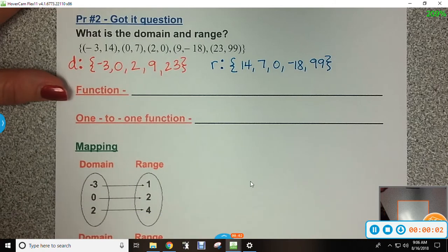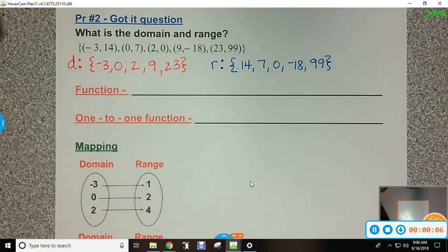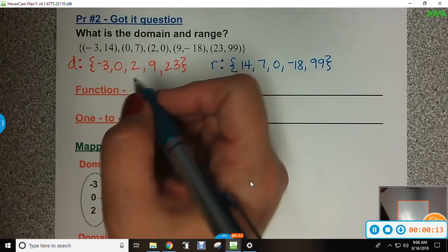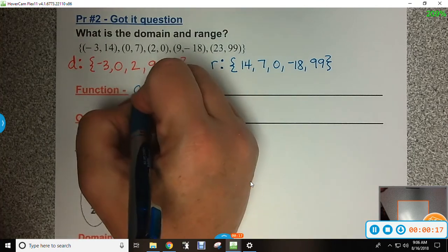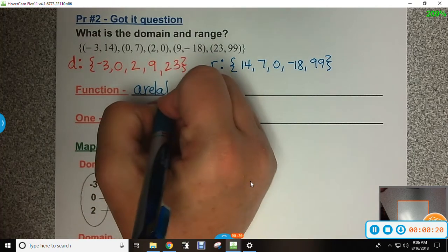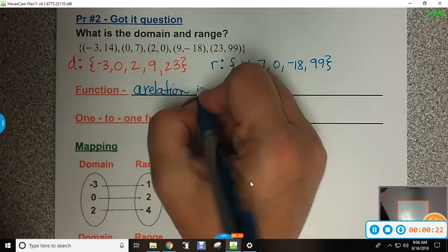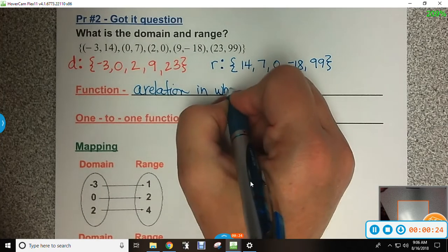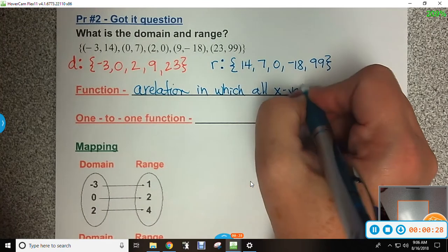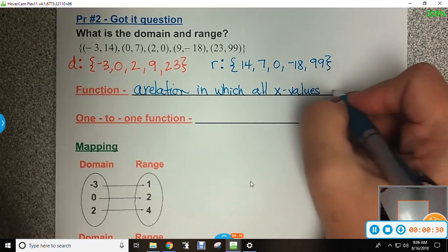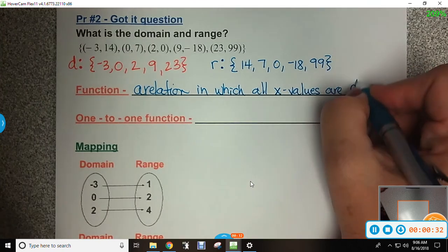Alright, so now we're going to pick up where we left off with the last video, and that's with the definition of a function. Remember, we just talked about a relation. A relation is just a set of ordered pairs. A function is a special type of relation. This is a relation in which all x values or inputs are different.